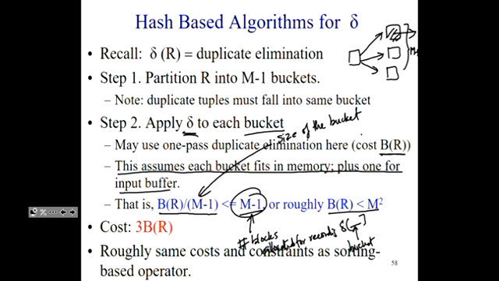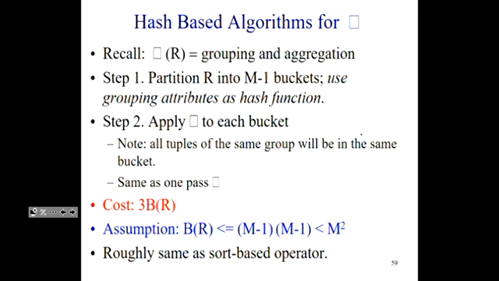Okay, so the costs and constraints for this hashing based algorithm is roughly similar to the sorting based algorithm in that B(R) is roughly less than M squared is the memory constraint. The cost is roughly 3 times B(R). This is roughly similar to the sorting based operator. Let's talk about grouping and aggregation.